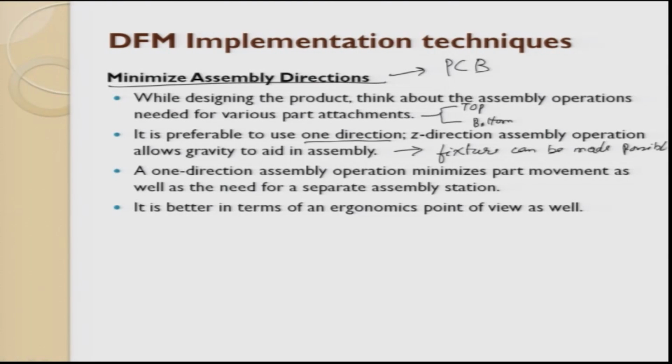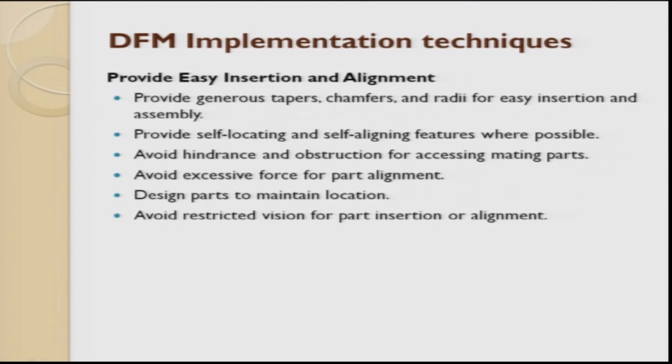You can also ask, sir, why not vertical? See, if you take it vertical, you are almost half against gravity, so there is a possibility that the component can fall down. A one direction assembly operation minimizes the part movement as well as the need for a separate assembly station. It is better from an ergonomic point of view to have minimum assembly directions.